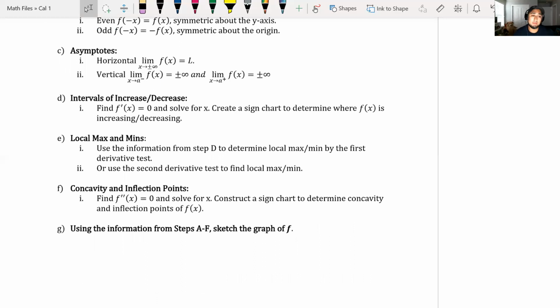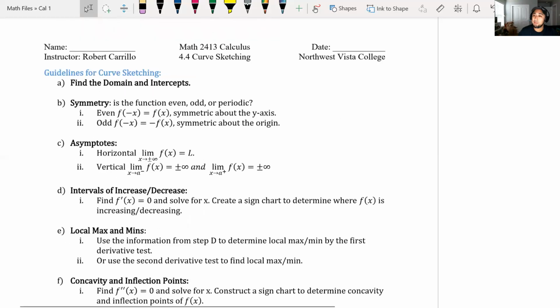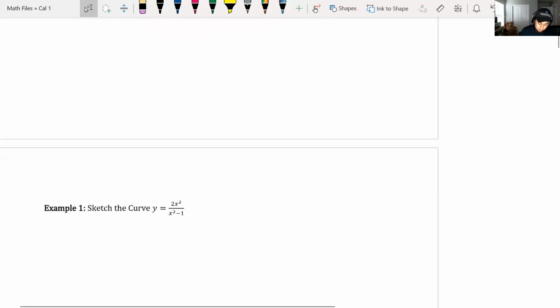Then F says concavity and inflection points. We've done that already. Second derivative, set it equal to 0, solve for x, make a sign chart. Find points of inflection. Then take all this information and sketch the graph. Here we go. All right, domain and intercepts is first.